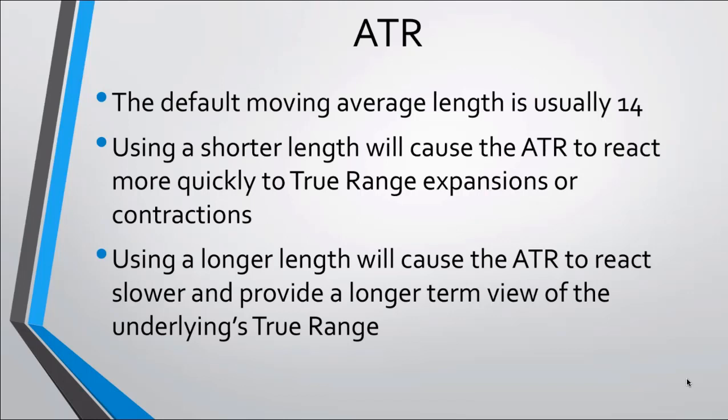Using a shorter length will cause the ATR to react more quickly to true range expansions or contractions. Using a longer length will cause the ATR to react slower and provide a longer-term view of the underlying's true range. So if you have a few days in a row with a range of like 9 to 10, and all of a sudden you get a 12, that's going to obviously make it spike on a shorter range, but over a longer period of time, you may have more iterations of that, and it'll smooth a little bit more, simply be a truer representation of the long-term view.